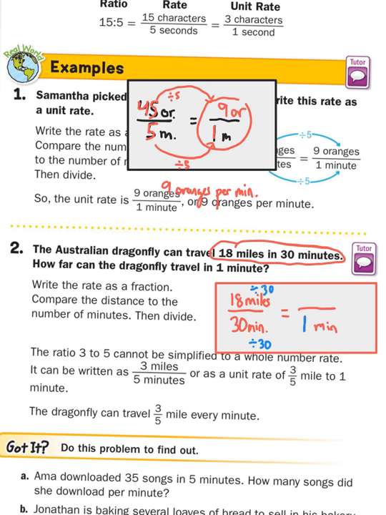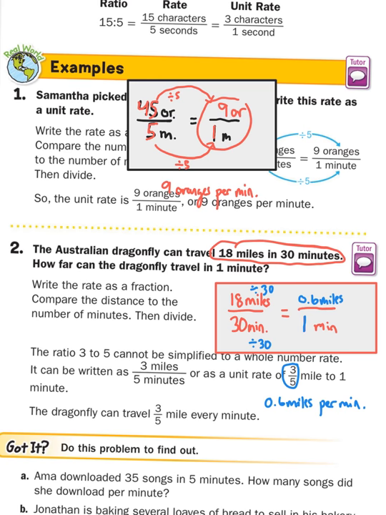Now make sure you type it in that order on your calculator, 18 divided by 30. And if you do that, you'll get 0.6 miles per minute. Now you'll see in the book they wrote it as a fraction because 0.6 is a fraction. And it's the fraction 3/5, and that's okay as well. But my answer here would be 0.6 miles per minute. Okay? All right, so now we're going to go down.